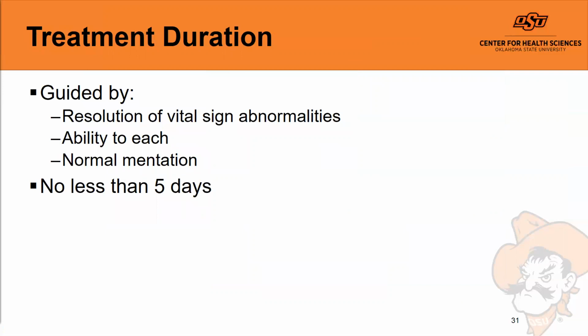Now, when treating, our treatment duration will be guided by the resolution of vital sign abnormalities, such as heart rate, respiratory rate, blood pressure, oxygen saturation, and temperature. Patient's ability to eat, normalization of mentation, and achievement of stability must also be improving. Treatment should be done for no less than 5 days. That duration can be extended longer if the patient still shows signs of infection.